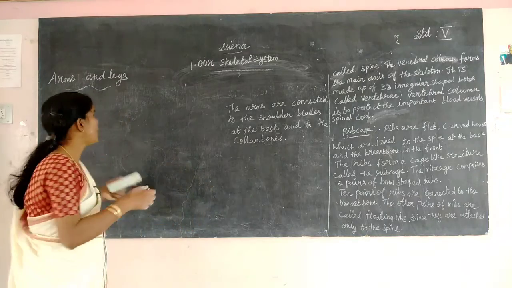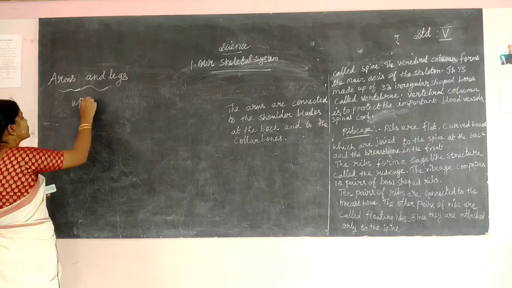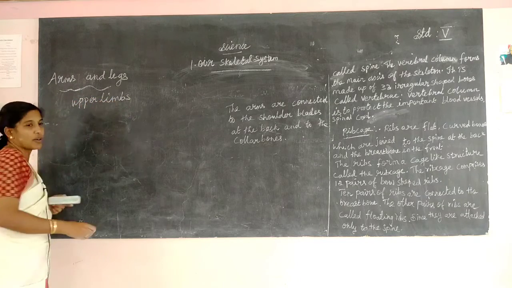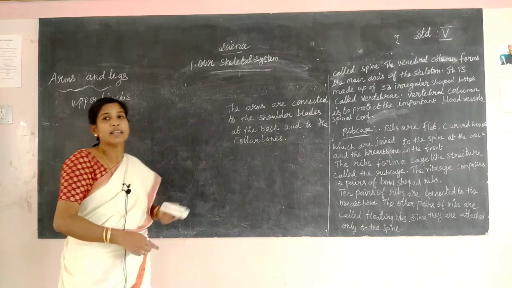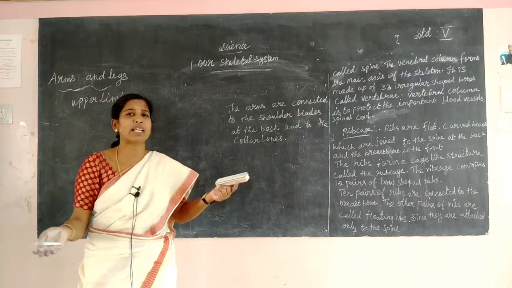Okay, the upper limbs, the arms, are upper limbs. Upper limbs are known as what? Arms. Okay, we have two pairs of limbs. Each arm has three long bones and several short bones.